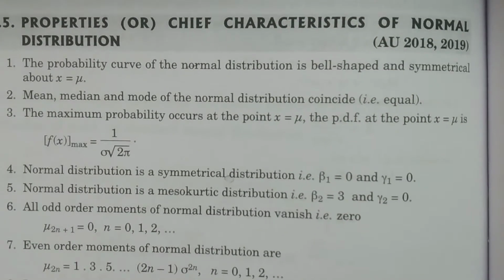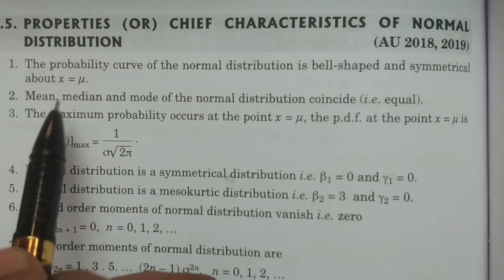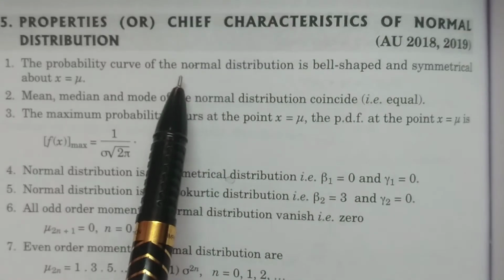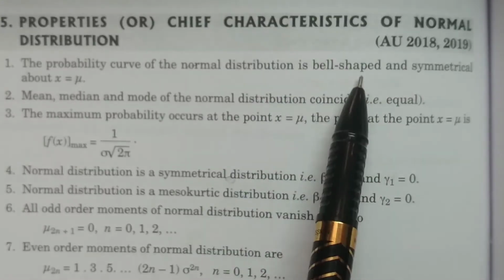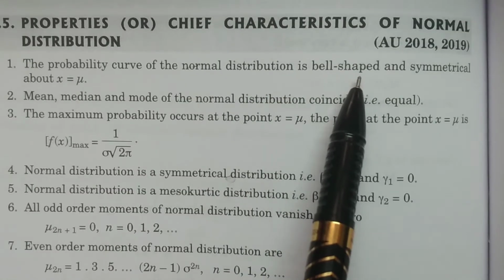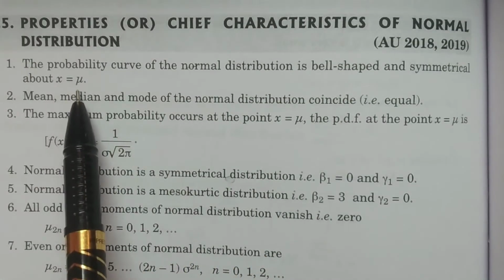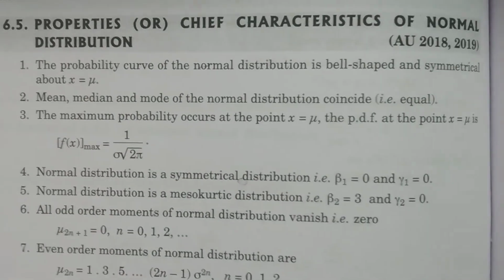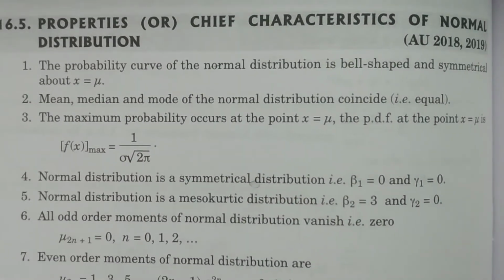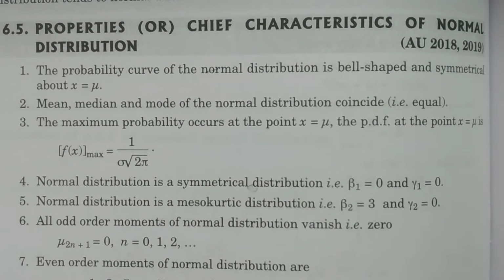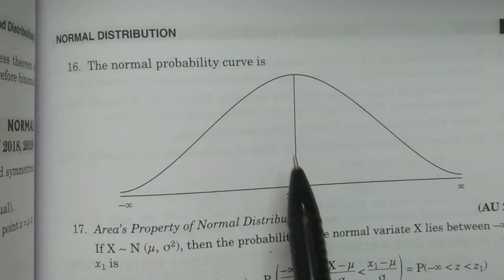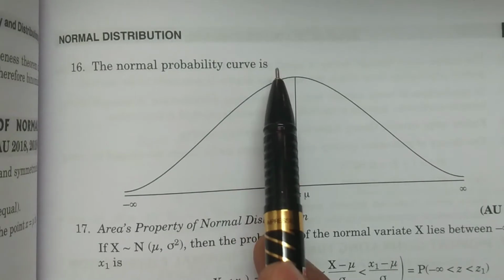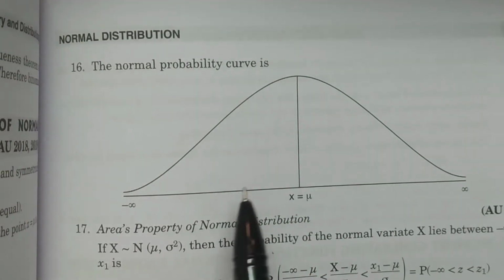So come to the properties of normal distribution. The first one: the probability curve of the normal distribution is bell shaped and symmetrical about x equal to mu. Now I show the curve of the normal distribution. You see, this is the normal probability curve. This is also one of the properties.